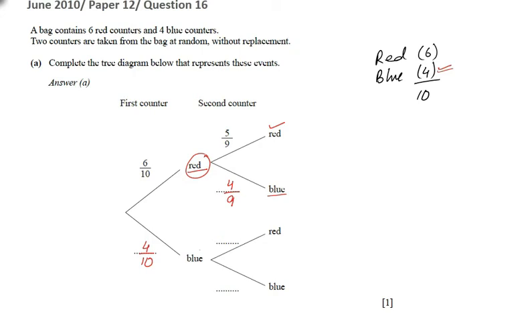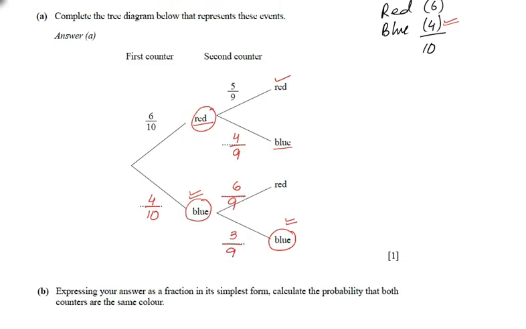So it will be 4 upon 9. Now, if the first counter is blue, up till now we have not taken any red counter. So if we are taking a red counter, in numerator we will write total red counters, but in denominator we will reduce 1. Why? Because the first counter was blue, which we have already taken. So it will be 6 upon 9. Now, if the first counter is blue and again we are taking a blue counter, as we are moving towards the same color, then we will reduce both numerator and denominator. So it will be 3 upon 9. Okay.